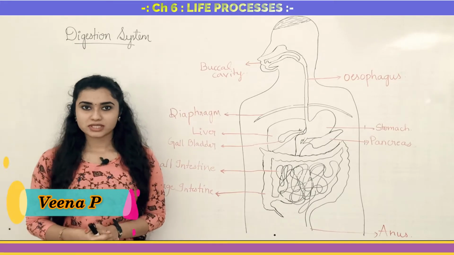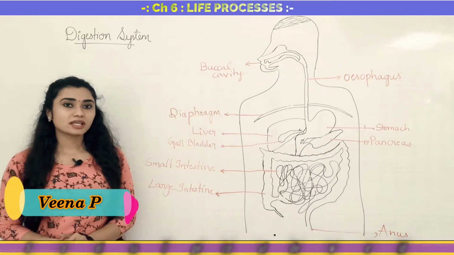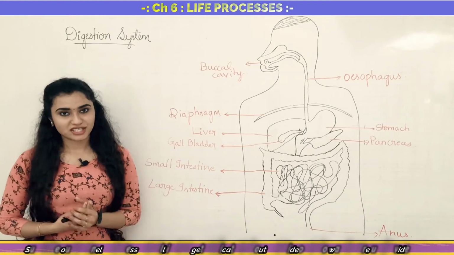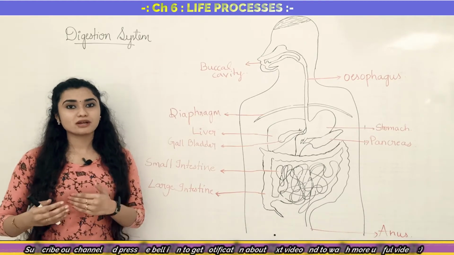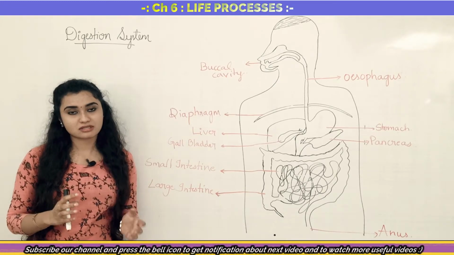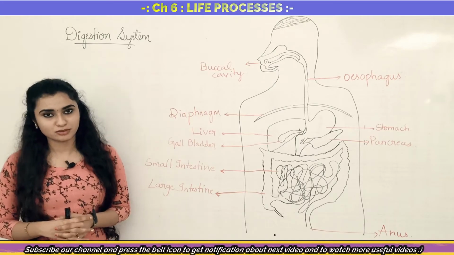So now coming to the digestive system, this is how the diagram looks. And what is digestion then? Digestion is a process of breakdown of complex food substances into simpler food substances until they get absorbed and assimilated by the body.